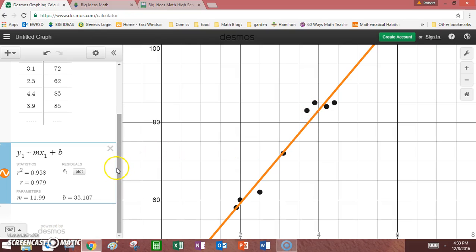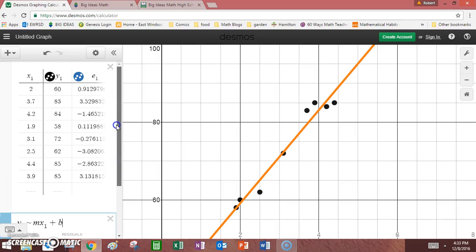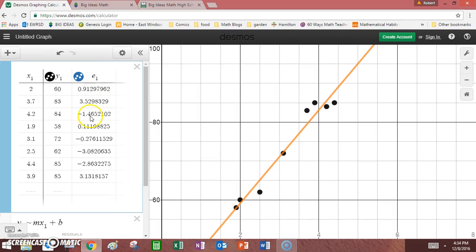Now to calculate the residuals, you click this button here. Residuals, e1, you click plot. And up here, all of a sudden, it will list in the table your residuals. So you've got 1, 2, 3, 4 negatives, 1, 2, 3, 4 positive. That seems pretty good. But we can't see our residuals because look at these numbers. They're numbers between -3 and 3.